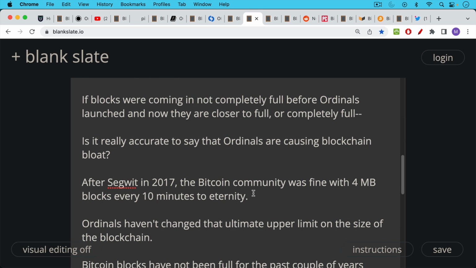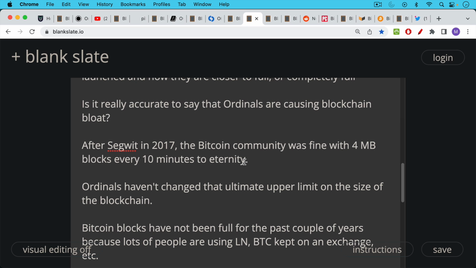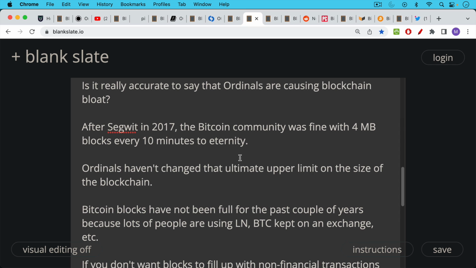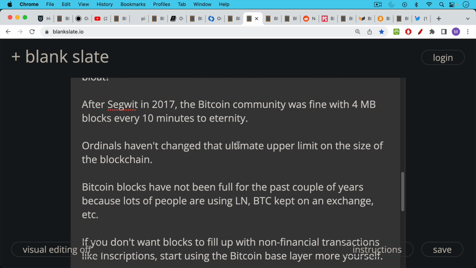So you can project this forward and assume an upper limit where all the blocks are full and the blockchain itself attains a certain size. And Ordinals have not changed that ultimate upper limit on the size of the blockchain. Bitcoin blocks, it is true, have not been full for the past couple of years because lots of people are using Lightning. They're sending Bitcoin between exchanges or keeping it on an exchange and otherwise avoiding doing base layer transactions.